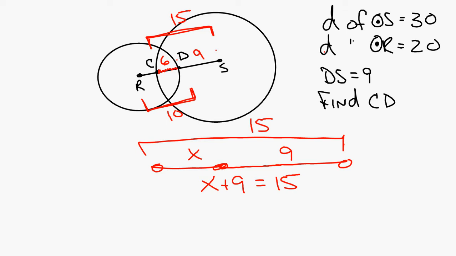It says use the diagram above to find RC. R to C, right here. Well, if R to D is 10 and C to D is 6, isn't R to C equal to 4? The two smaller pieces added together have to equal the entire piece.